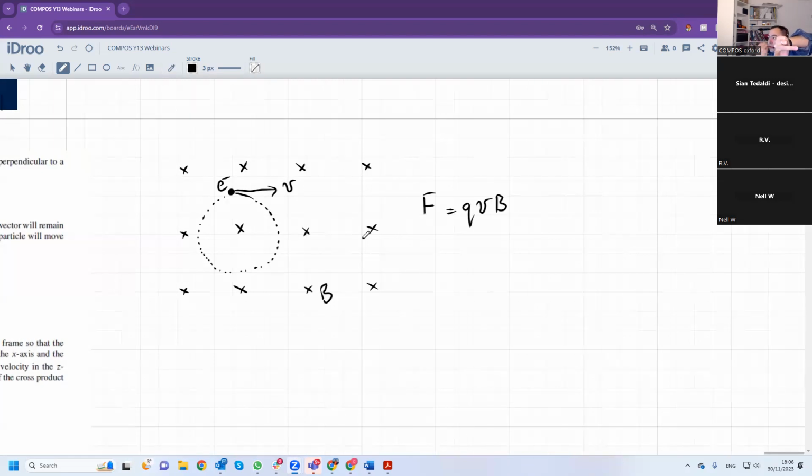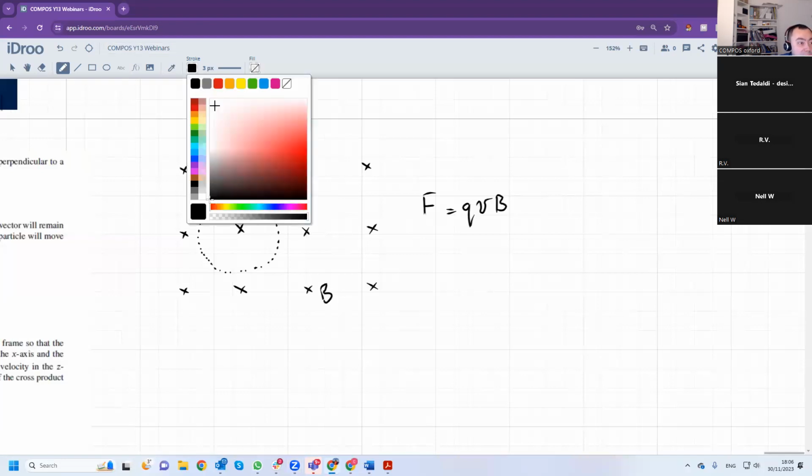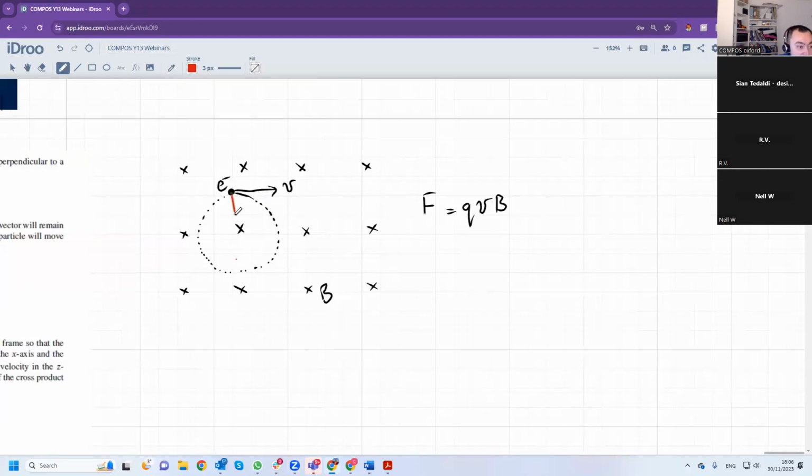This is if you don't want to use the vector method that I employed last week. So the thumb shows the direction of the force. So there's a force on the electron and the force is downwards. And once the electron travels for some time, now the velocity is downwards and the force is to the left.